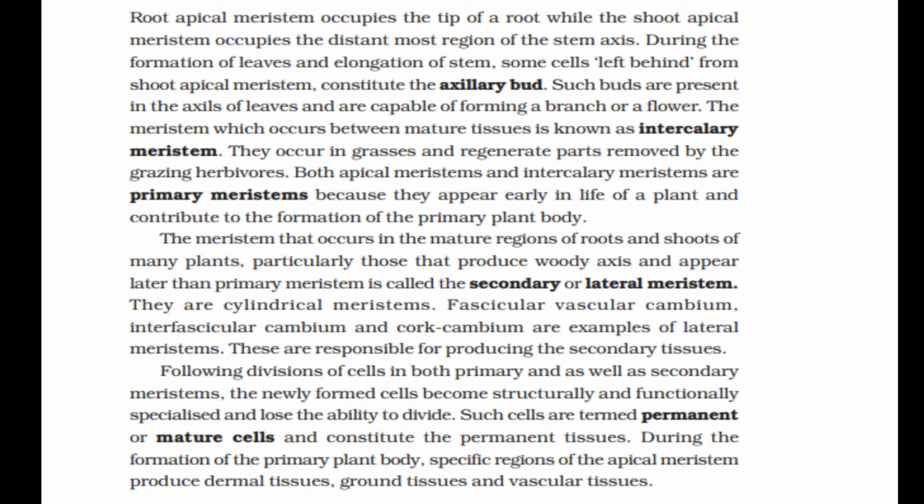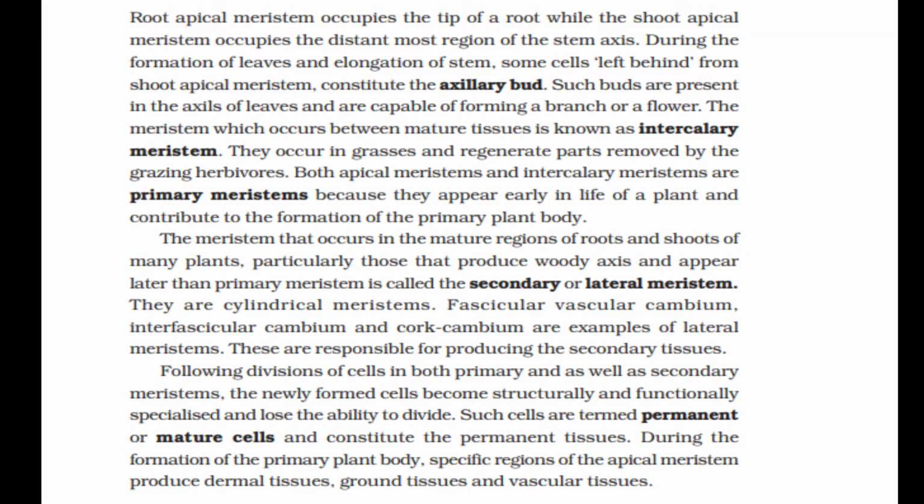The meristem that occurs in the mature regions of roots and shoots of many plants, particularly those that produce woody axis and appear later than primary meristem, is called the secondary or lateral meristem. They are cylindrical meristems. Fascicular vascular cambium, interfascicular cambium and cork cambium are examples of lateral meristems. These are responsible for producing the secondary tissues.